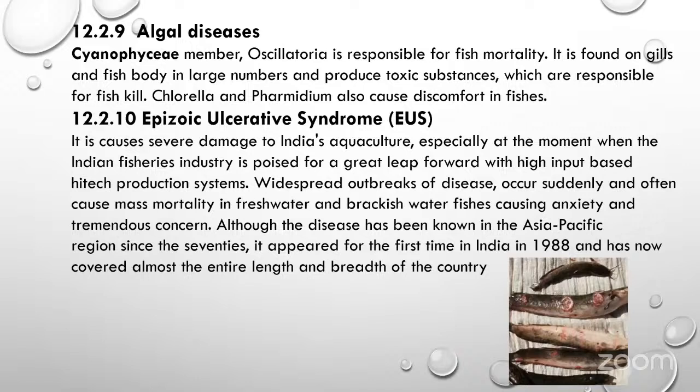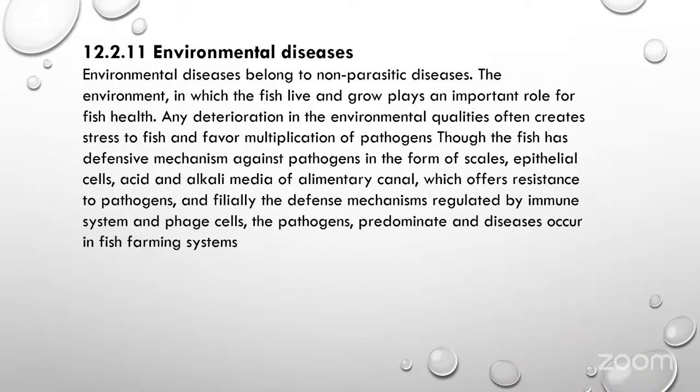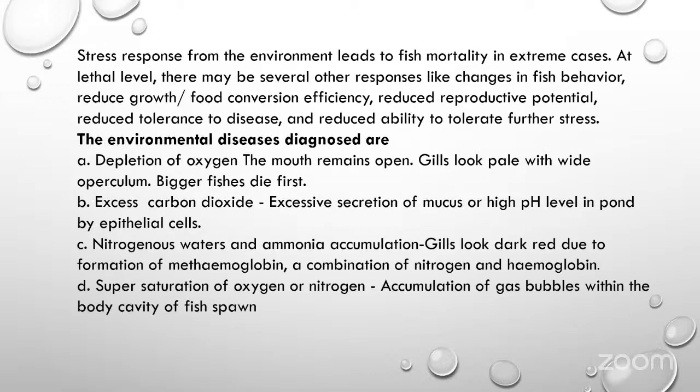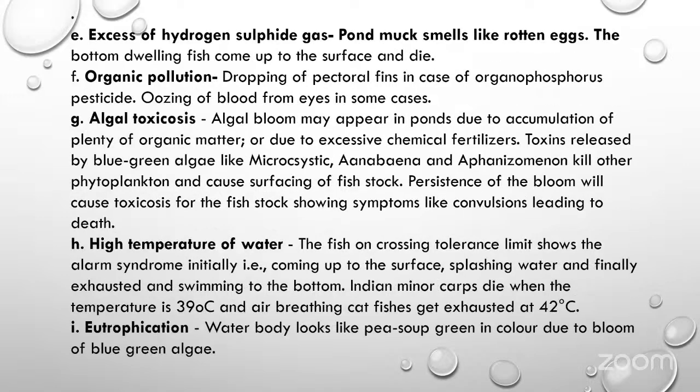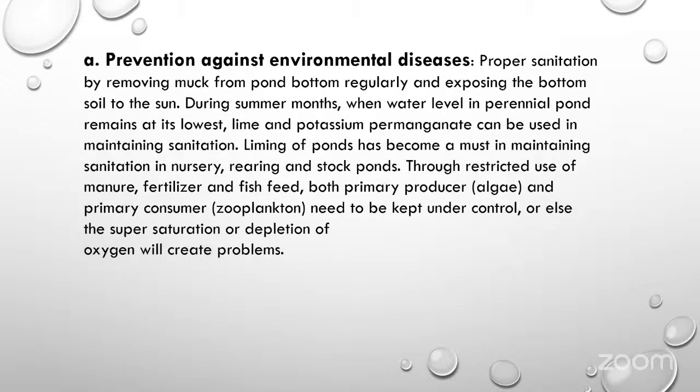Then coming to algal diseases, the symptoms and the treatment. Epizootic ulcerative syndrome, just now we saw one question about it. So we can write the causative organism and symptoms and the treatment also. Next, coming to environmental diseases, what are environmental diseases, how they affect the fish. So how do we diagnose the disease also? These are the points on the basis of which we diagnose those diseases.